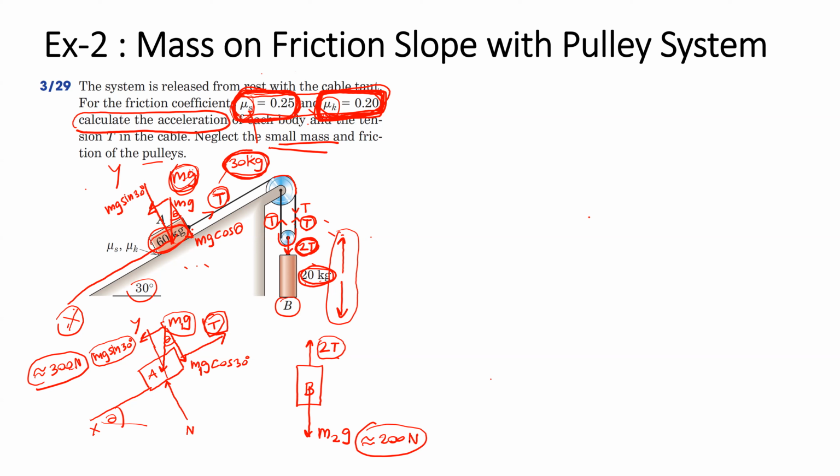If we need to process our calculation and assume the direction of the initial motion appropriately using our engineering sense, B needs to go upward, because 2T should be bigger than 200 Newton. And 1T, exactly, should be less than 300 Newton.